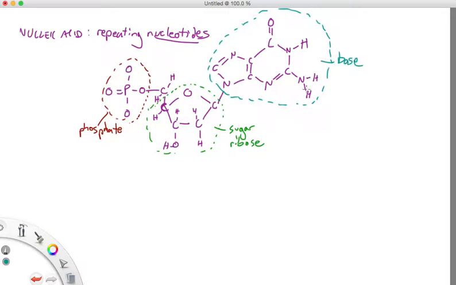So if you repeat this nucleotide over and over again, I'll show you what that looks like briefly here. It looks like this. Instead of this H, it's going to be something else. That O is now linked to this phosphorus group again, just repeating again.